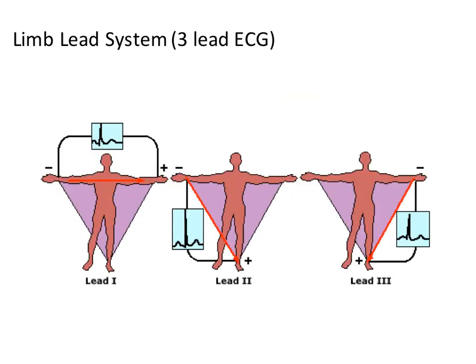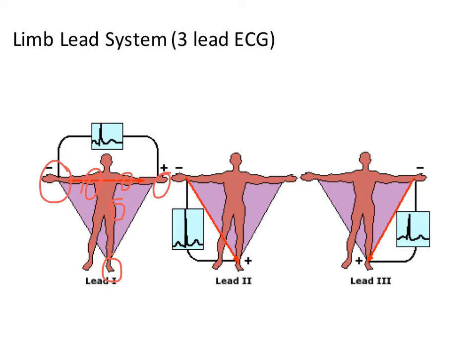So to do a 3-lead ECG, or another name for it is a limb lead system, you place 3 leads on the patient, one on the right hand, or you can place it on the right side of the shoulder. The second is on the left hand, or you can also place it on the left shoulder, and the third is on the left leg, or we typically put it in the patient's hip area.